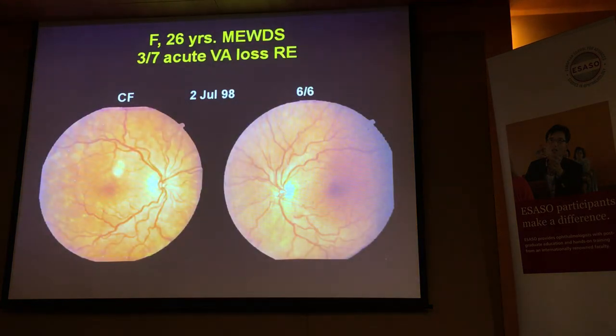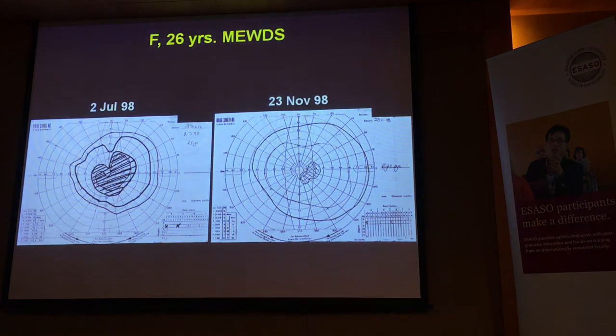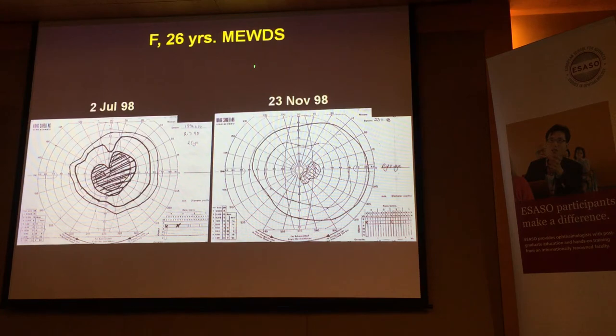One of the most common inflammatory type disorders is AZOOR. Now this is a patient with straightforward MEWDS. Here are the inflammatory lesions, and not uncommon. The patient has a dense central scotoma. And if you have straightforward MEWDS, multiple evanescent white dot syndrome, the patients recover spontaneously, they don't need treatment.